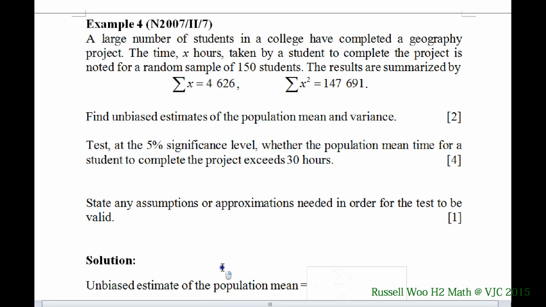Example 4. Let's read this together. A large number of students in a college have completed a geography project. Now we talk about the statistic here that we're interested in, which is the number of hours to complete the project. Quite guided, this question.